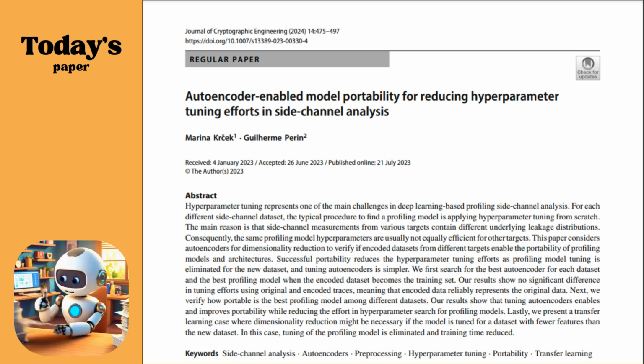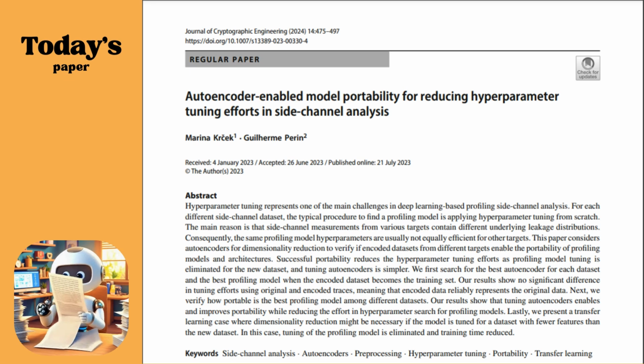Exactly. And the results were pretty exciting, especially with the ASCAD dataset. Really? The models trained on DPA 4.2 did incredibly well on it. So they were able to extract the secret key from a different data set without even retraining. It's like they had learned some sort of universal language of side channel leakage. That's pretty wild. I know, right?